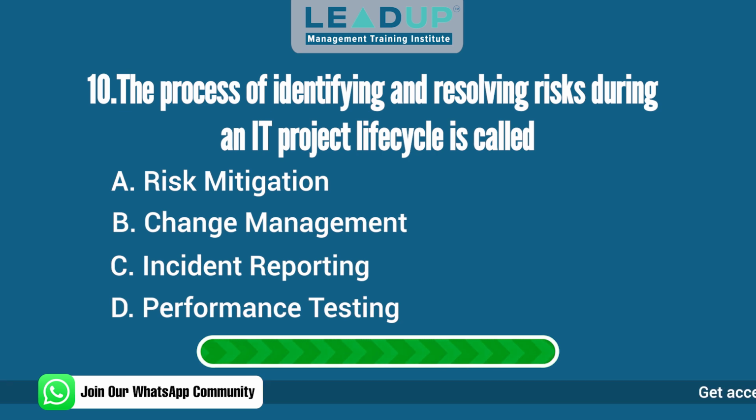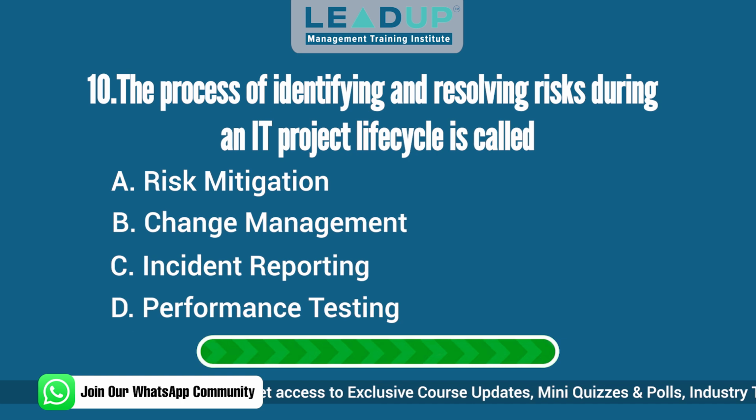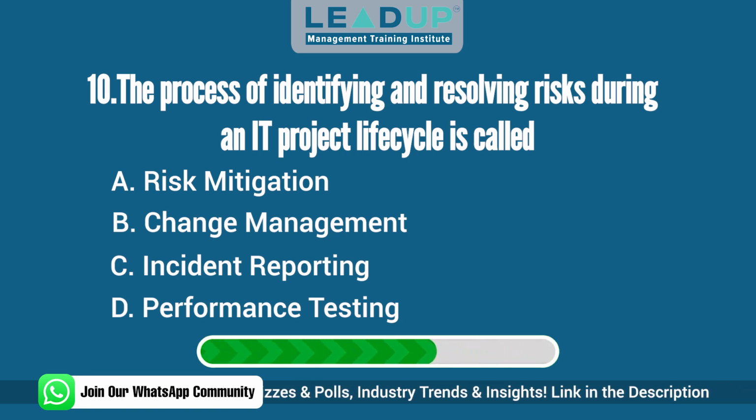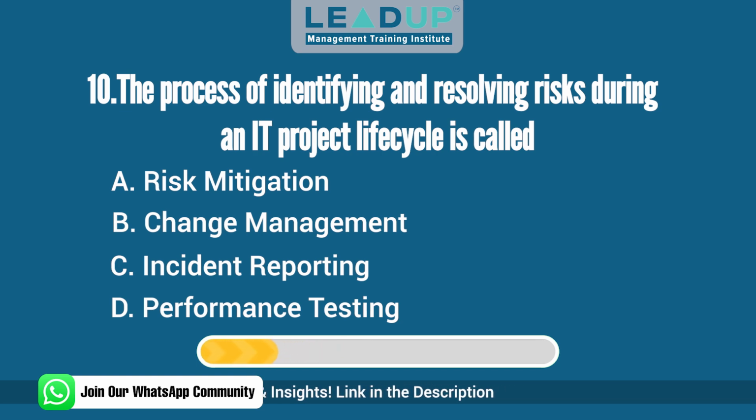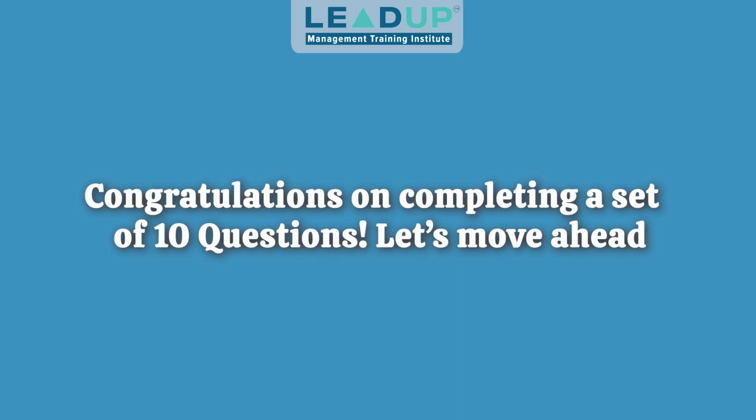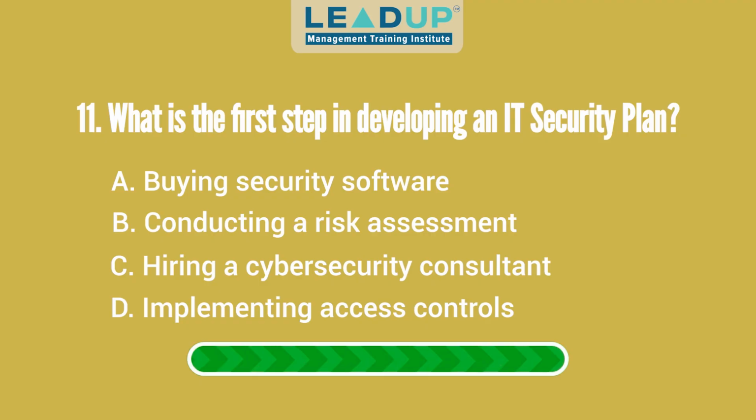Question 10. The process of identifying and resolving risks during an IT project lifecycle is called A. Risk mitigation, B. Change management, C. Incident reporting, and D. Performance testing. Answer: risk mitigation. Congratulations on completing a set of 10 questions. Let's move ahead.